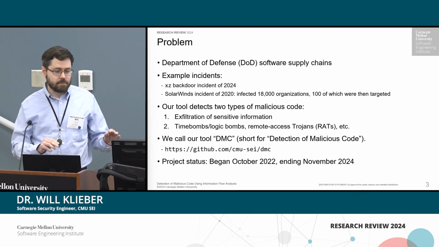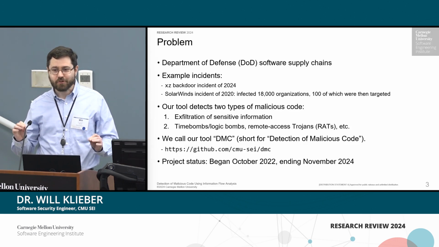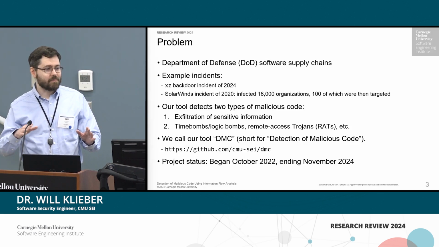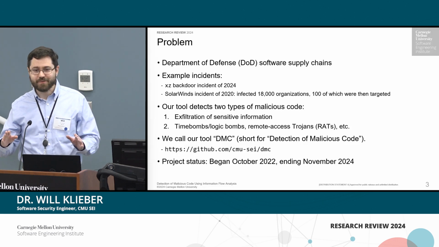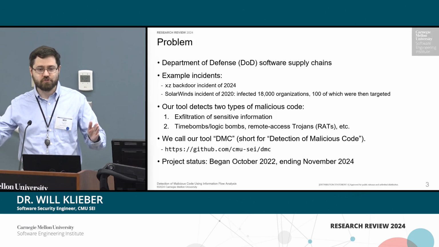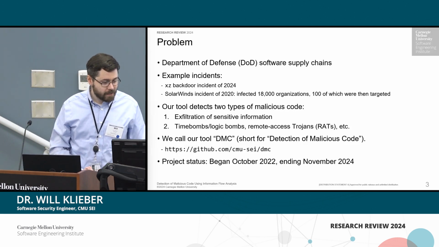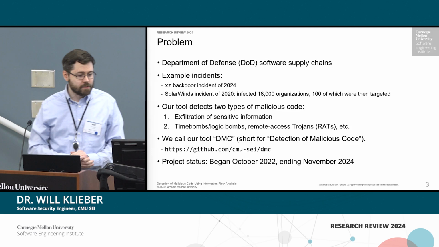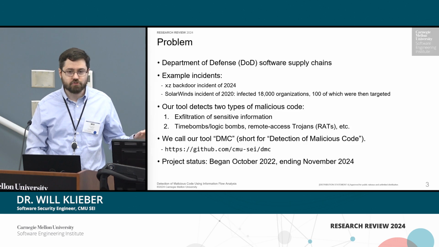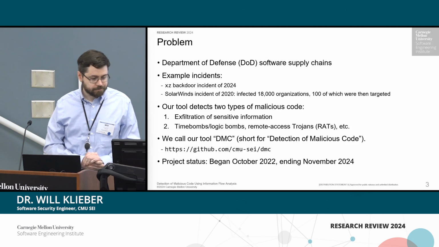And that XZ backdoor almost got widely distributed. It was caught just at the last minute by someone looking at the SSH server and seeing that it was behaving strangely, and then they found out that there's this backdoor, and they found it maybe a month before it would have been widely distributed throughout the world. So that was very lucky that we caught it in time. Another example that we did not catch in time was the SolarWinds incident of 2020, which infected thousands of organizations, and about 100 were then subsequently targeted for further exploitation.